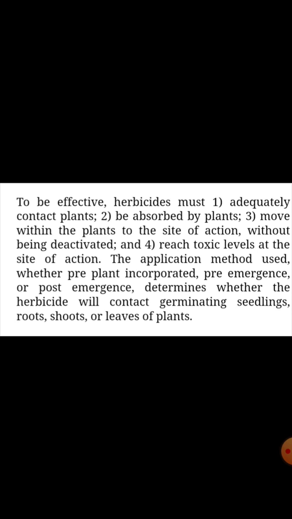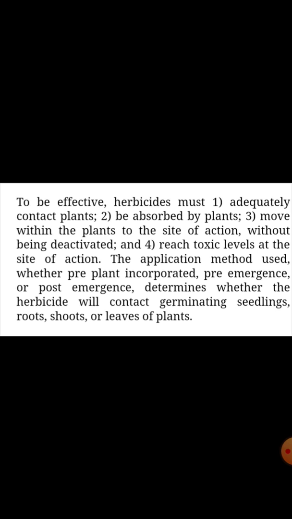So what are the characteristics? Adequately contact the plant: the herbicide must contact the plant properly, with no hairy surface, no dense hairy surface and no wax over it, so the spray droplet can easily be absorbed by the plant part. Second, as I already explained, absorption is a must over the plant surface. If there is absorption, then ultimately the next step will take place and show its action.